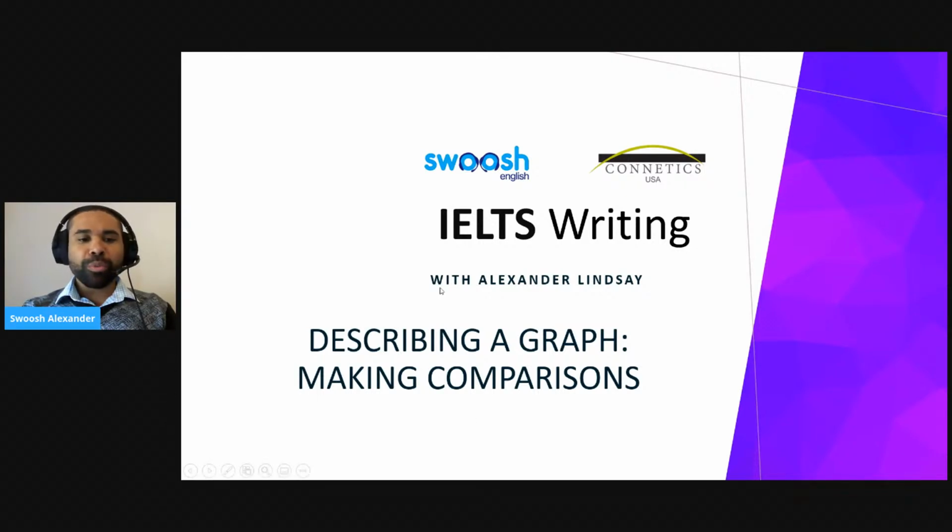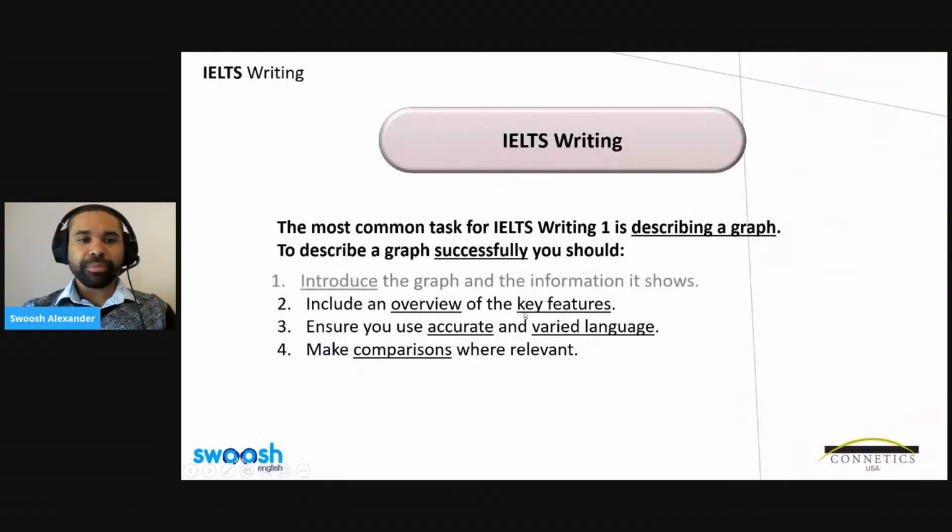Okay. So, making comparisons then when describing a graph. First of all, just a quick overview. The most common task for IELTS writing is describing a graph. And in order to do this successfully, we should make sure that we have a clear introduction where we write about the information that the graph shows. We should also have a short overview where we relate the key features from the graph that we will be describing. We also need to make sure that the language we use in our graph is both accurate and shows variety. And we should make relevant comparisons. So it's point 4 that I will be focusing on in today's class.